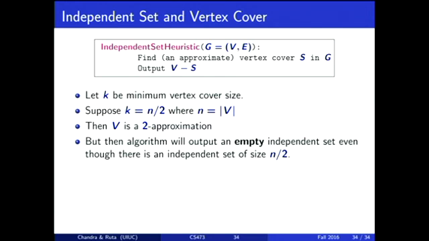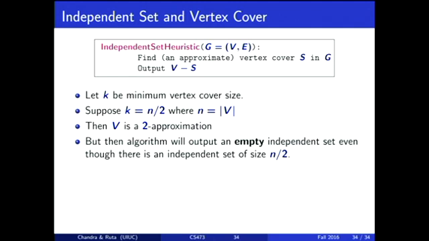Suppose K is the minimum vertex cover size, and let's suppose it is n over 2, where n is the number of vertices. Then I have a 2 approximation, say. What is the 2 approximation in this case? I can give you the entire vertex set. Even if I give you the entire vertex set, I get a 2 approximation because K is n over 2. In this case, what will the algorithm do? It will give nothing. V minus V is the empty set.